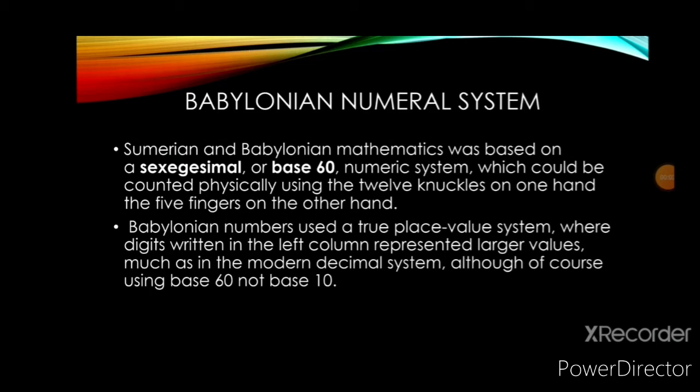Now, moving on to the next slide, we have the Babylonian numeral system. Sumerian and Babylonian mathematics was based on a sexagesimal, that is, base 60 numeral system, which could be counted physically using the 12 knuckles on one hand and the 5 fingers on the other hand. Babylonian numbers used a true place system, where digits written in the left column represented larger values, much as in the modern decimal system. Although, of course, using base 60, not base 10.